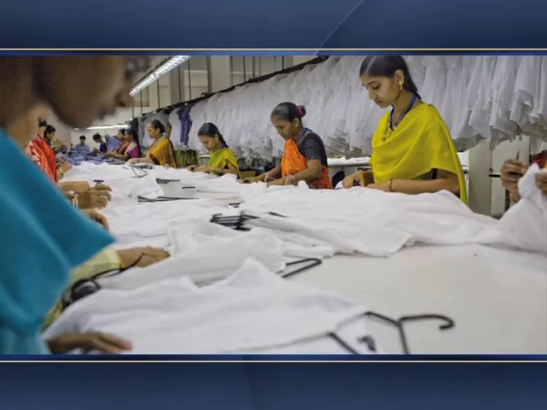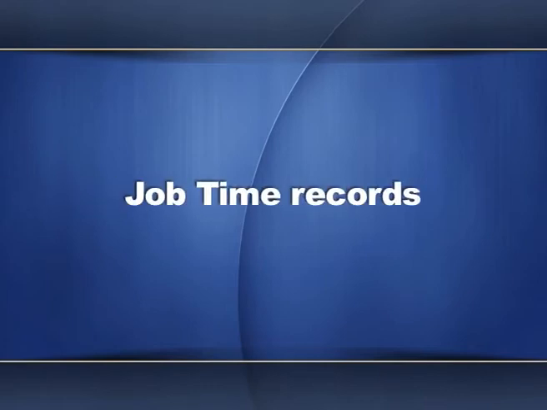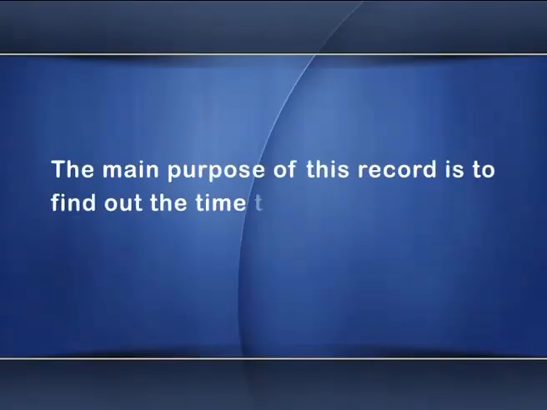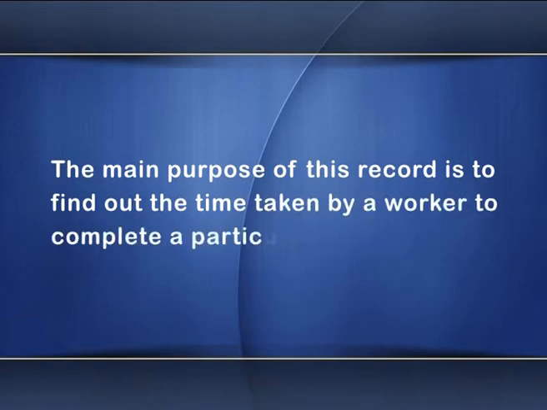show the total time spent by the workers in the factory. There are different methods of recording attendance time, like the attendance register, token method, time recording, clock method, and so on. Job time records show the actual time spent by the worker on the different operations or job. The main purpose of this record is to find out the time taken by a worker to complete a particular job. Daily timesheet, weekly timesheet, job card, combined time and job card are some of the methods of recording the job time.